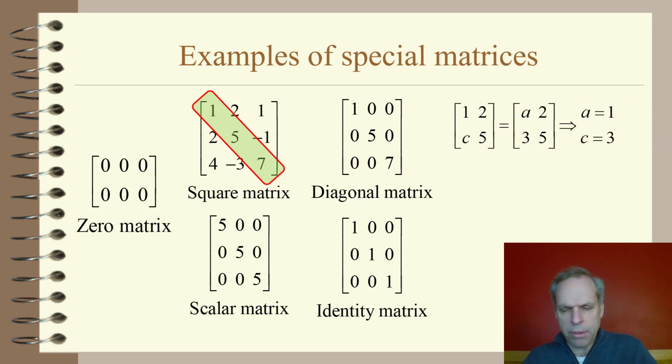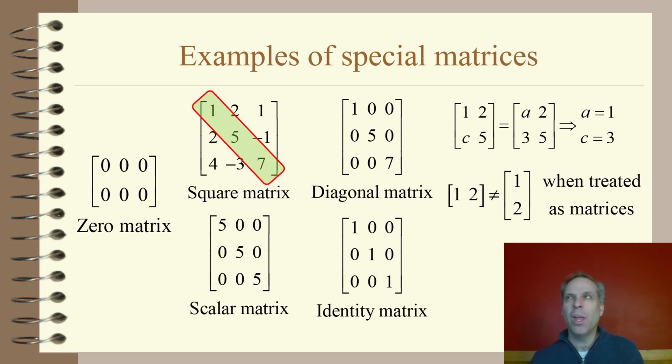Now, if you have two matrices being equal, such as these two matrices here, that's possible because these two matrices have the exact same dimensions. They both have the same number of rows and columns. So the two matrices have identical numbers of rows and identical numbers of columns. And if those two matrices are equal, then that means A has to equal 1 and C has to equal 3 and vice versa, because if they're equal, then corresponding entries must be equal also.